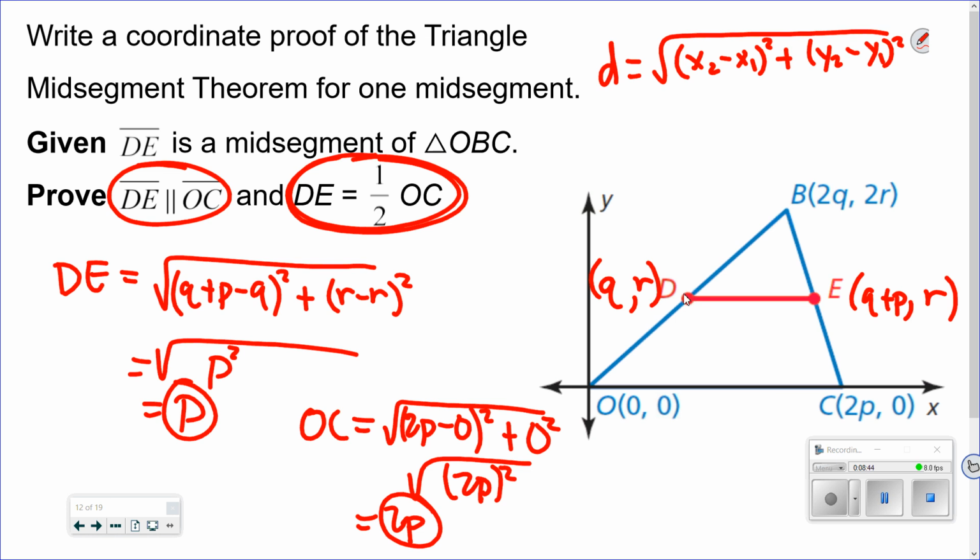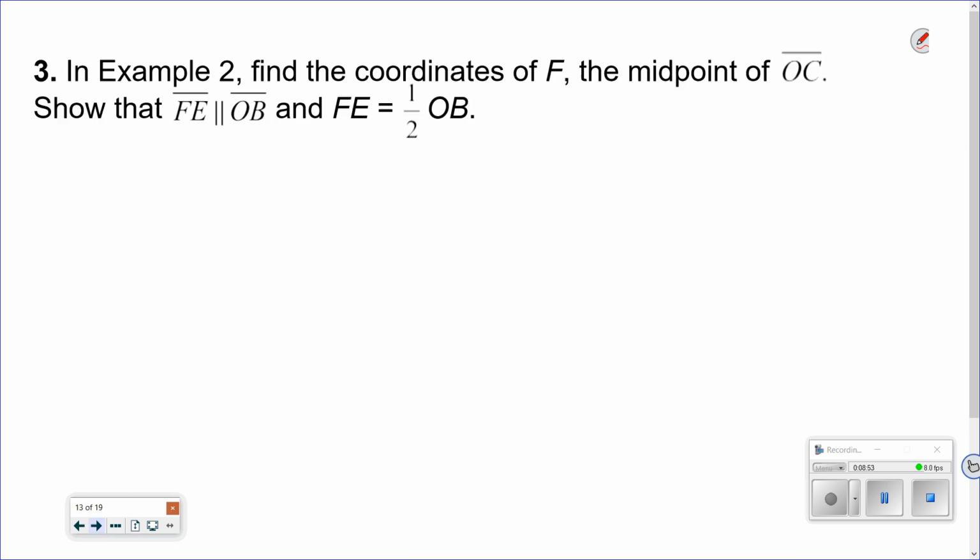P is half of 2p. So there's a coordinate proof. We just proved the triangle mid-segment theorem using that coordinate proof. Let's actually practice it though. We'll show you some examples here. We're going to skip past that.